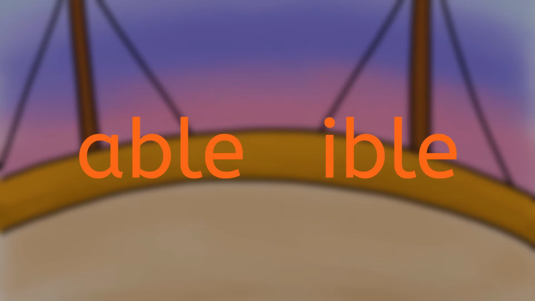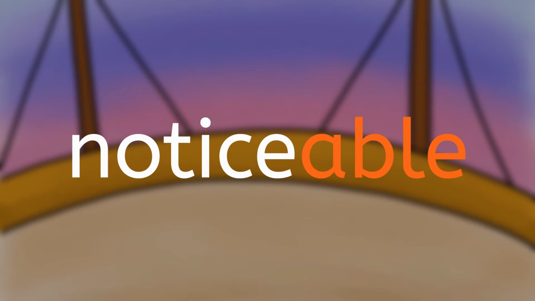But how do we know if we should use able or ible at the end of the word? There is an easy way of working this out by taking away the ending and seeing if you have a root word. Let's look at the word noticeable. If we remove the able, we are left with the word notice, which is a word on its own. So adding able is the correct spelling.